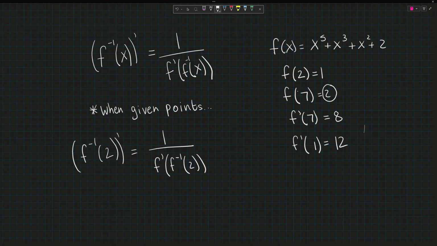So now what we do is we look at the x value, because the x value is the inverse function's y value. So f inverse of 2 is basically 7. So I'm going to write that again. 1 over f prime of 7. And now it's simple. F prime of 7 is given, equals 8. So this would just be 1 over 8. Very easy to solve.